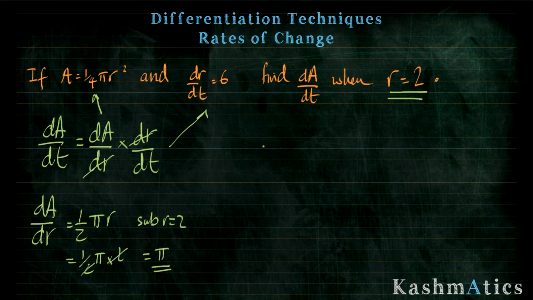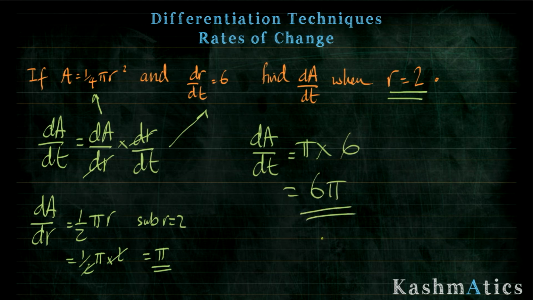Alright, so I'm almost there now. dA by dt is equal to pi because that is what dA by dr is, multiplied by dr by dt, which is 6. So overall the answer is 6 pi. Okay, so nice straightforward example to begin with.